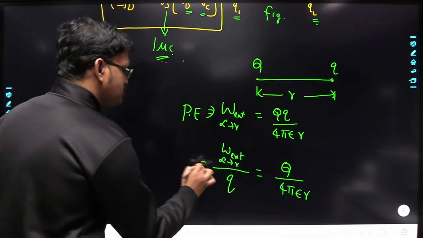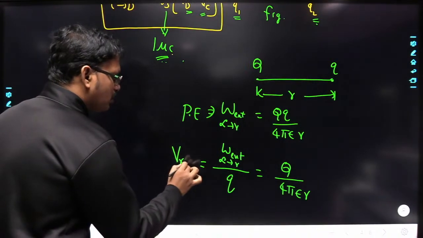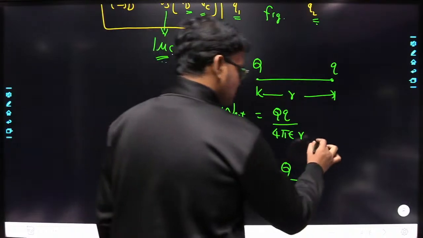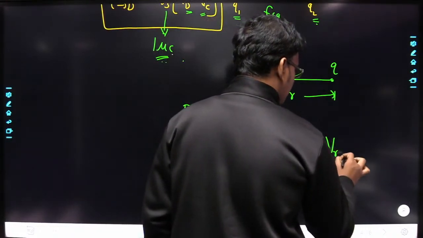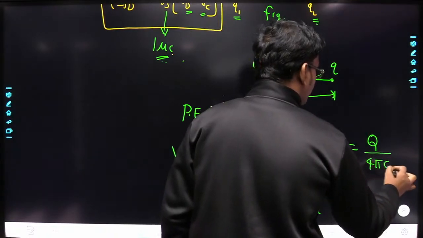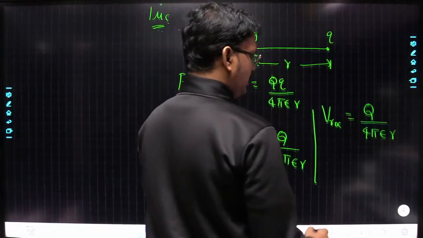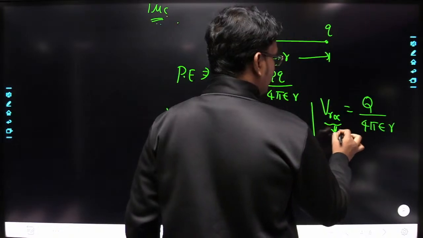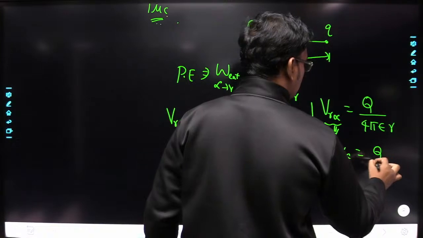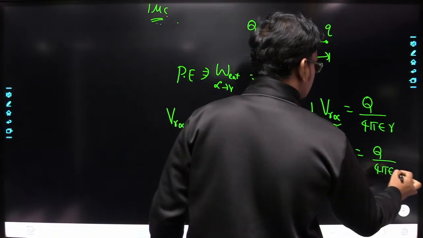So, this is the potential at R with respect to what? With respect to infinity. Understood? So, the potential at R with respect to infinity is equal to Q by 4 pi epsilon into R, and I can write this V_R infinity as V_R minus V infinity, which is equal to Q by 4 pi epsilon into R.